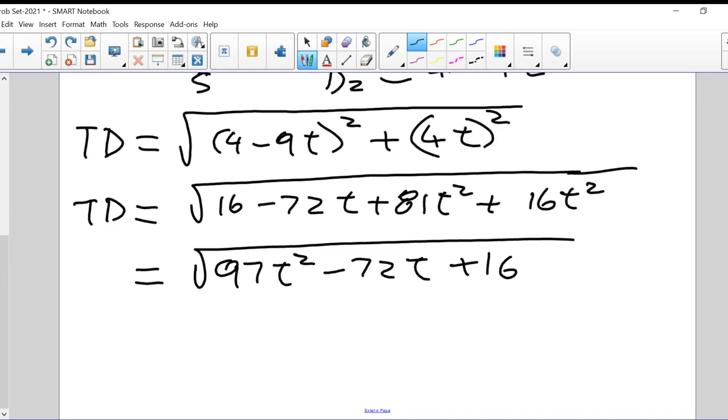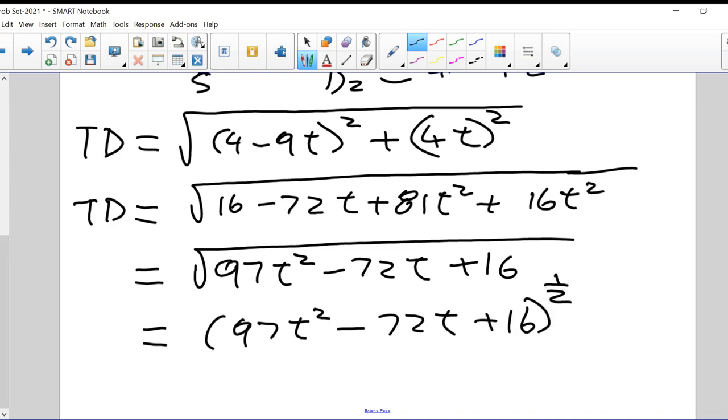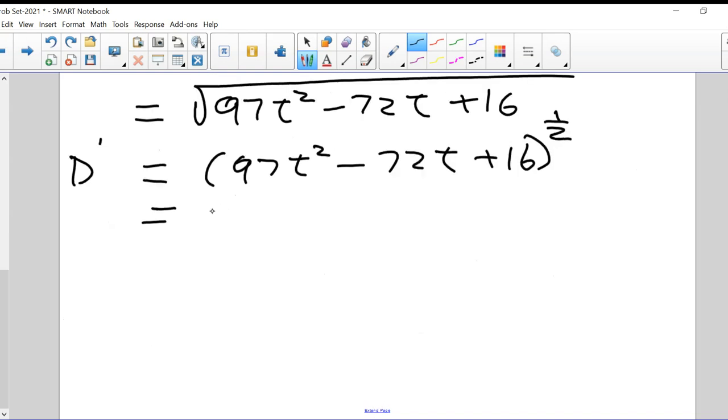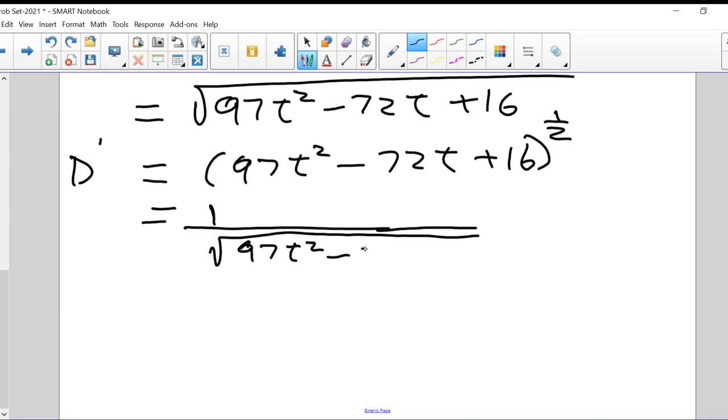And of course, we can rewrite this as a base to an exponent of a half. So (97t squared minus 72t plus 16) to the power of a half means the same thing, as you know. And now we can take our TD prime, the derivative of the distance formula. So that, I'm sure you remember, would be a half. And we've done this so many times before that I'm sure everybody is comfortable with this now. The square root of 97t squared minus 72t plus 16, the 2 on the outside here.